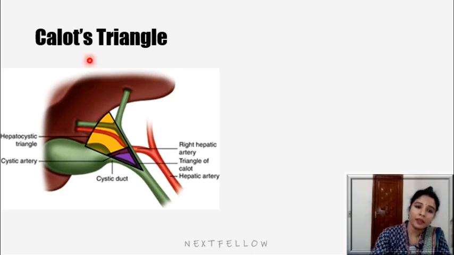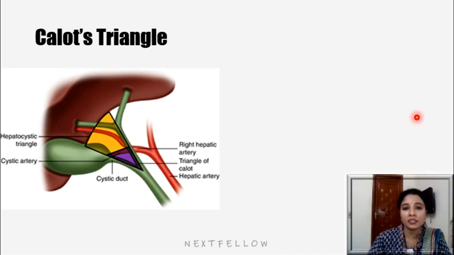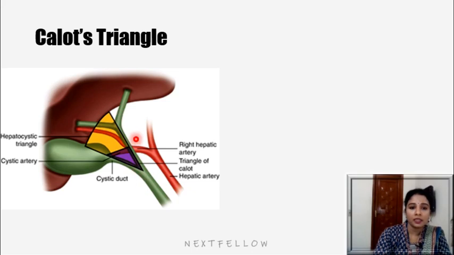And now Calot's triangle, which is clinically quite important, and is otherwise called the cystohepatic triangle. It is a small anatomical space in the abdomen, located at the porta hepatis of the liver, near the porta hepatis, where the hepatic ducts and the neurovascular structures enter and exit the liver. So this is the hepatic duct, and these are the neurovascular structures entering and exiting the liver.